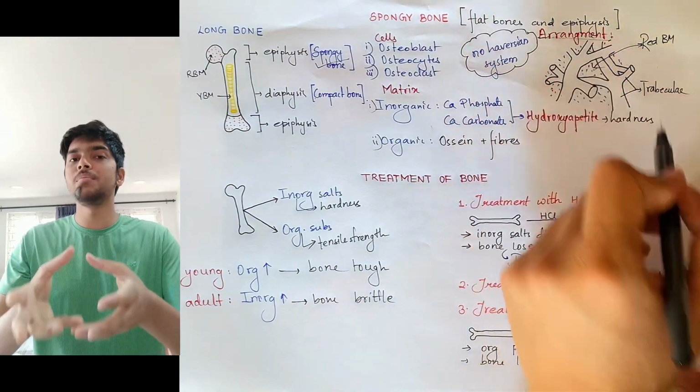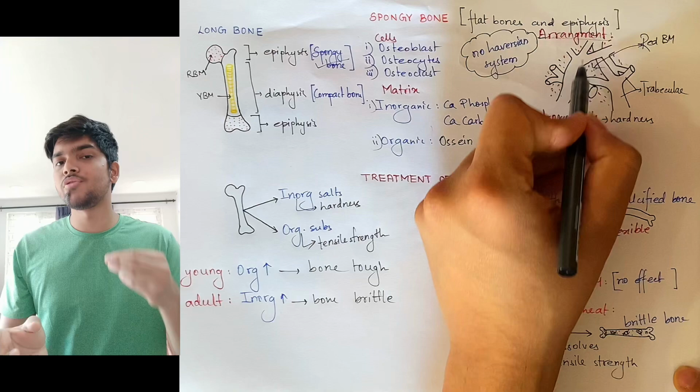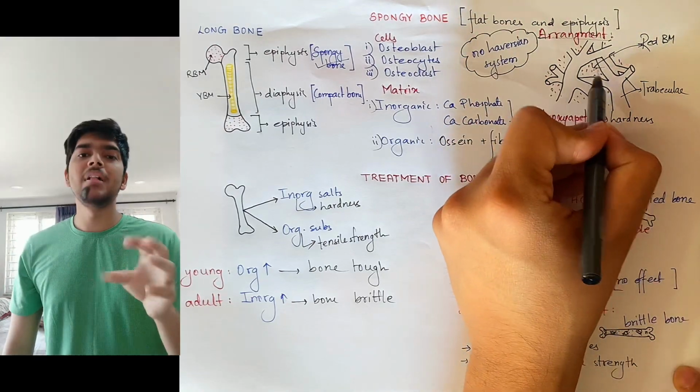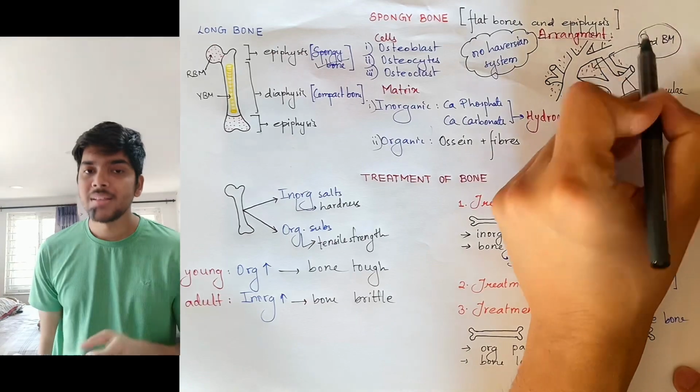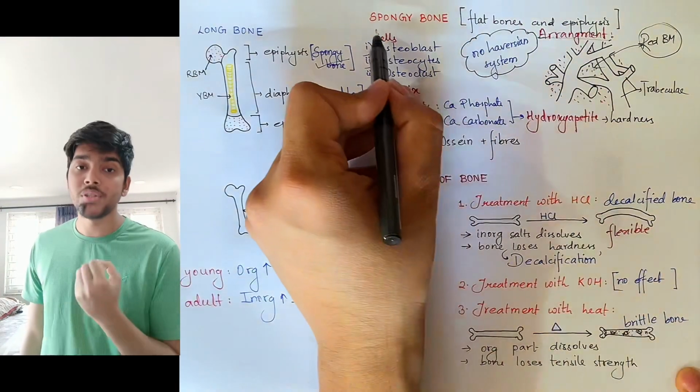If you look at spongy bone, it is highly branched, and these branches are known as trabeculae. The empty spaces in between these branches or trabeculae are filled with red bone marrow. Since it gives off an appearance of a sponge, it is known as spongy bone.